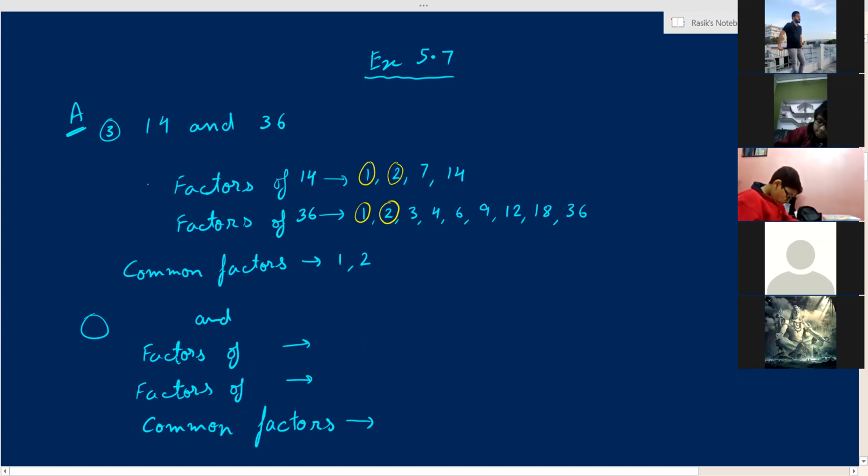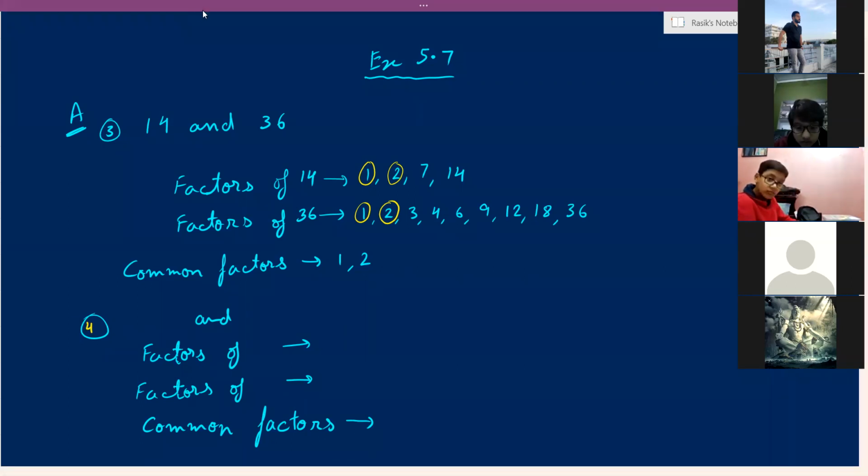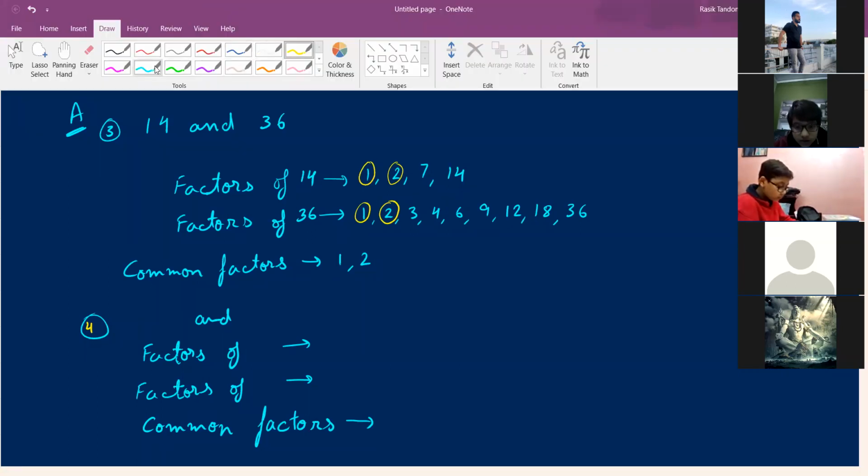Are you writing the answer in the book? No, sir, in the copy. Yes, sir. Okay. So write all the factors.